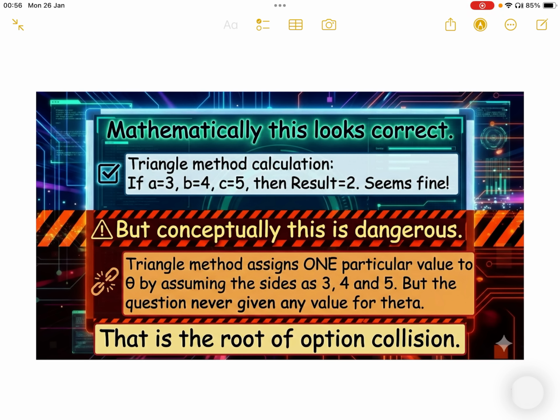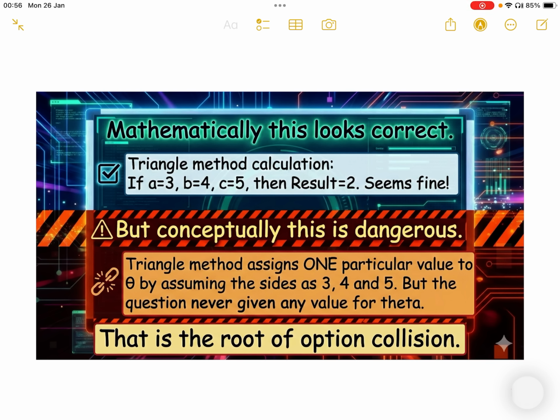See, the triangle method fixes the theta artificially. When we choose 3, 4, 5, we force the theta to become one particular angle. But the question never gave the theta value. So we cannot assume any angle for the theta. When you take 3, 4, 5 and apply Pythagorean theorem, it means we are choosing a right angle triangle. One angle is 90 and another is fixed. This is not fixed, they don't give any theta. So this is the root cause of option collision.